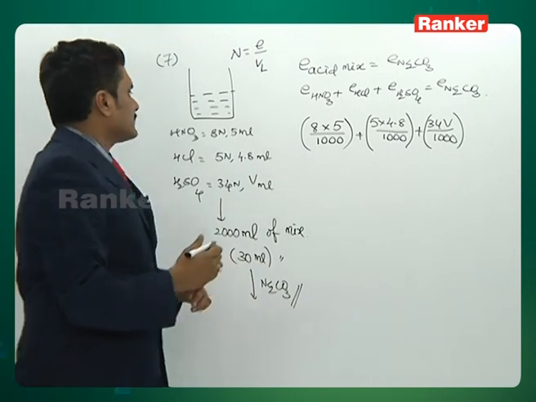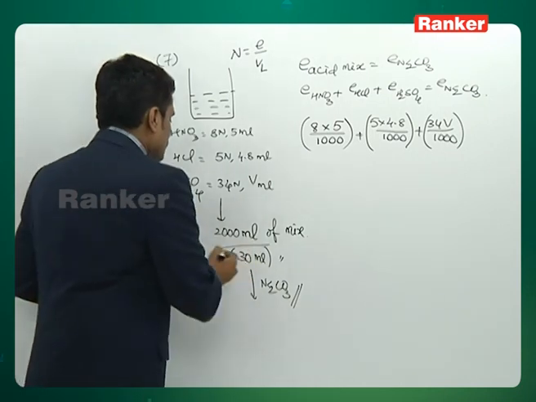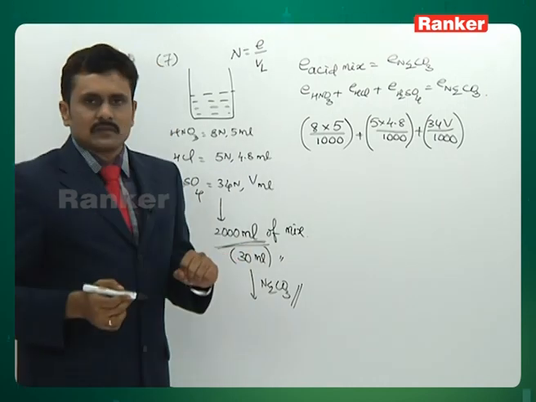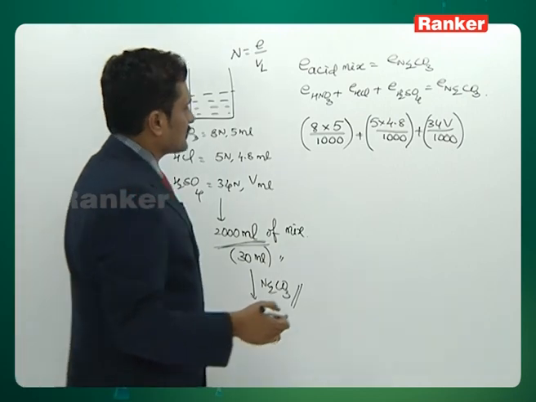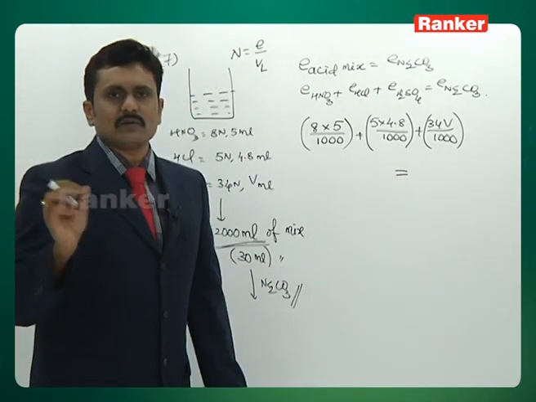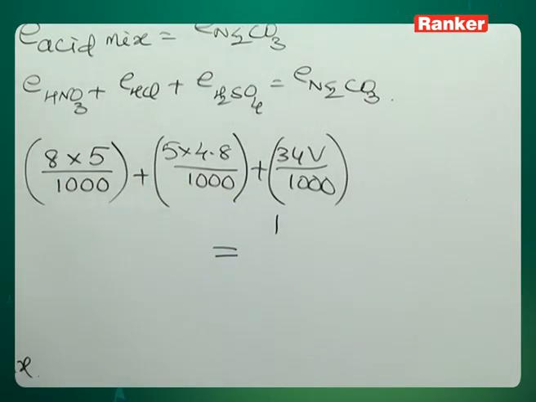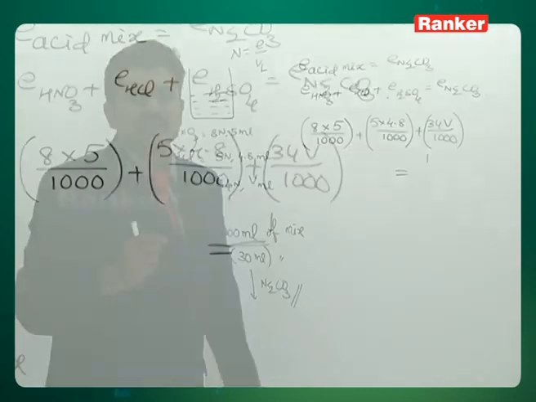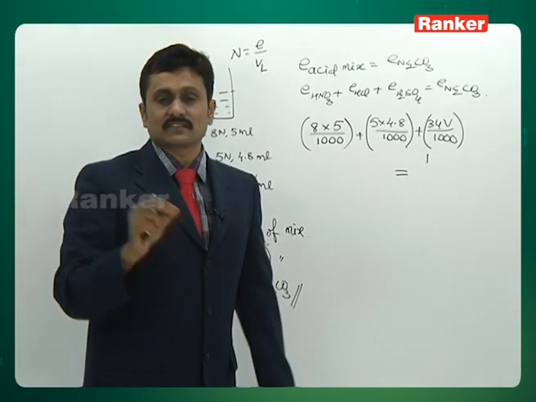Now you know that these are the gram equivalents of this acid mixture which is present in 2 liters. Whereas when you did the titration, you took only 30 ml and the pertaining gram equivalents of Na2CO3 are mentioned. You can see 1 gram of Na2CO3·10H2O was taken. So when I divide the weight with the molecular weight, I will be getting the gram moles. When I divide this with the equivalent weight, I will be getting the gram equivalents.